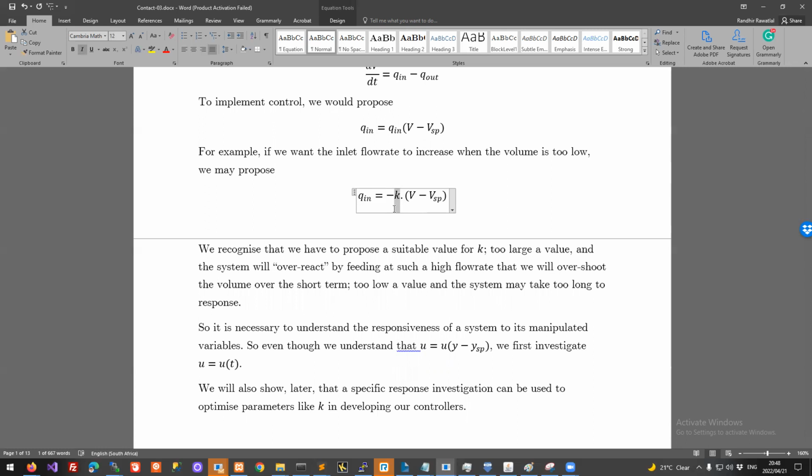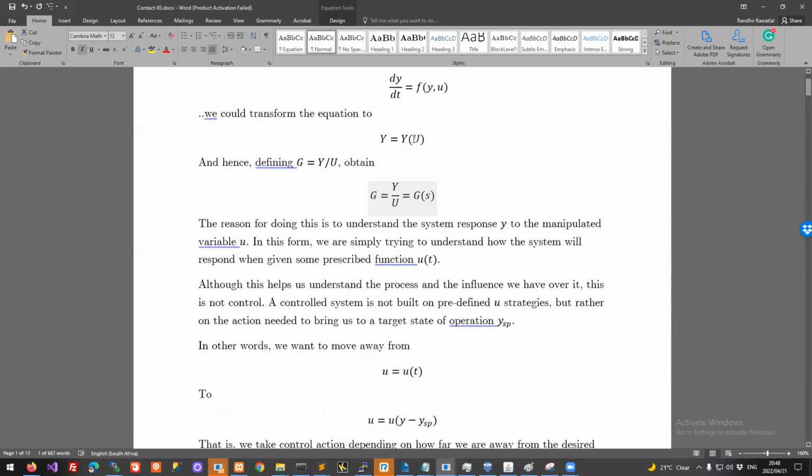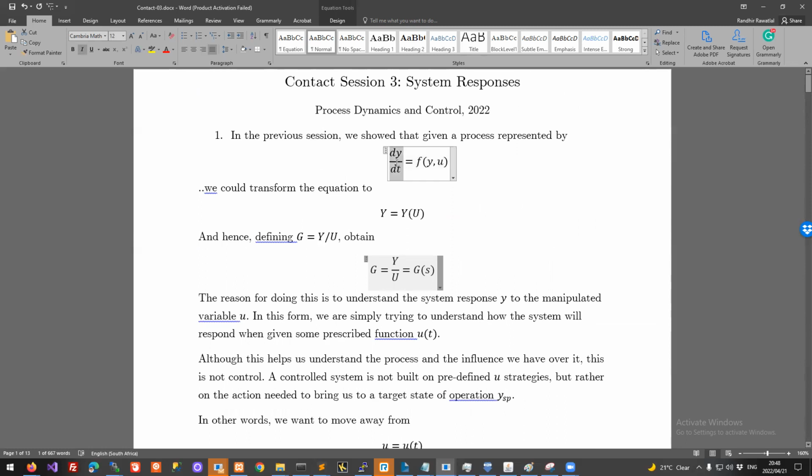We can see then that designing this function q in is not so straightforward, and its design will depend on how quickly the system responds to q in. So that's why we really need to understand this. We need to understand what's the responsiveness of our system to changes in this u value.